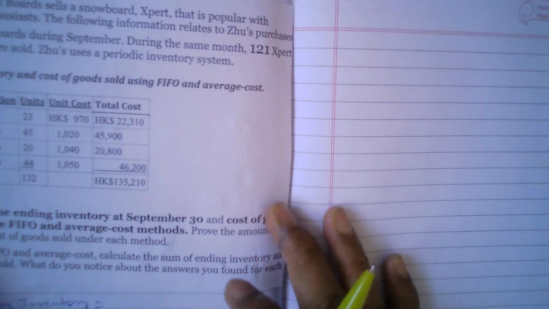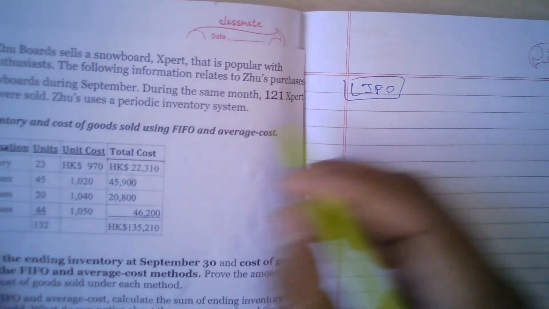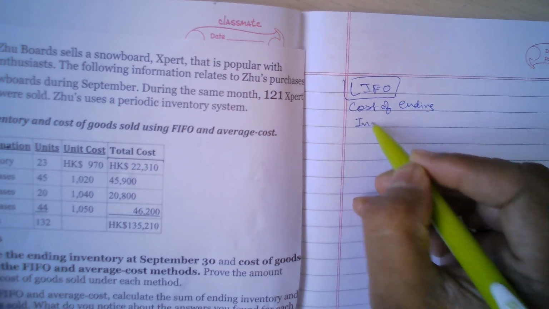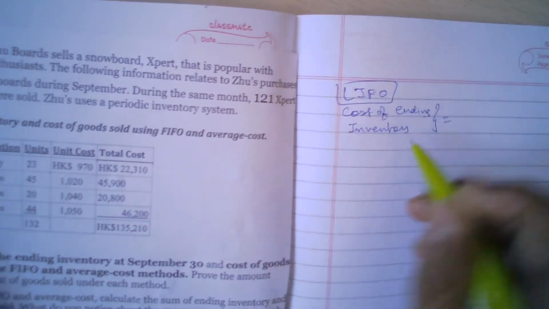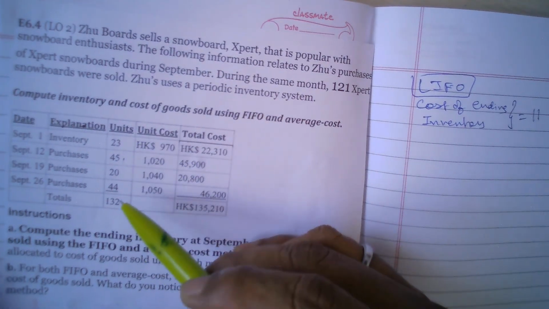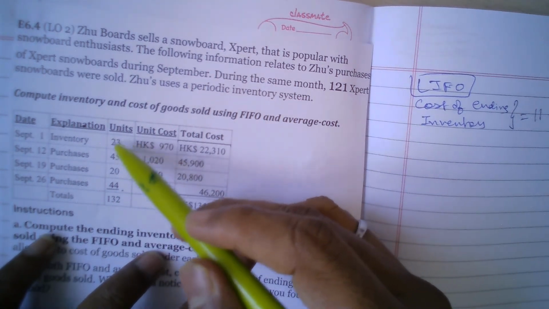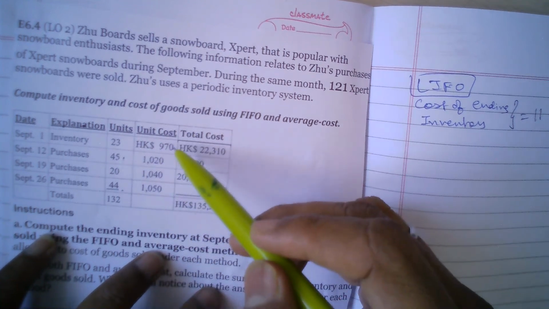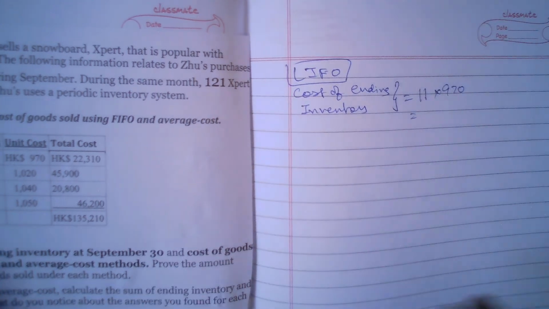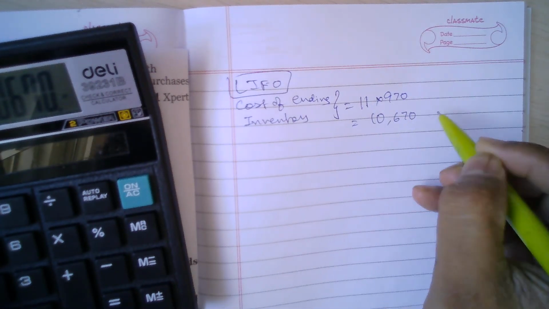Now let's do the LIFO method, last in first out. In the LIFO method, the cost of ending inventory will be nothing but whatever 11 units are there. Last in first out means whatever is last in, the 44, is sold first, and so on. Out of this 23, 11 is less than 23, so we will be taking at the cost of 970. So 11 into 970, I'll be getting 10,670 HK dollars.